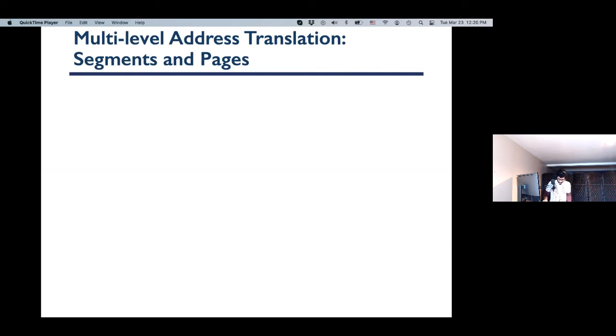Okay, so how does 2-level physical memory save us space? Let's say you have a 1-level page table, so this would be your page table. You would have as many entries here as your number of virtual pages, right? So this is how big your page table should be.